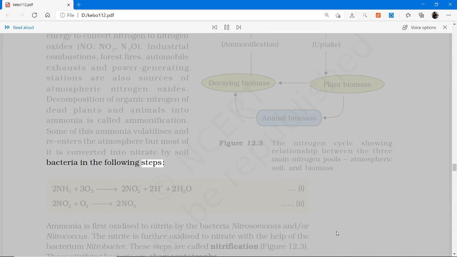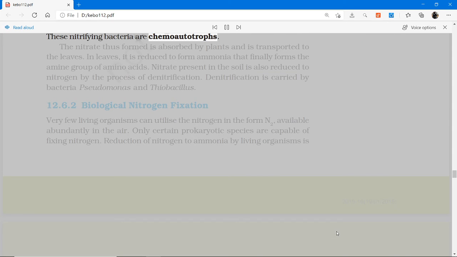in the following steps. Figure 12.3 The nitrogen cycle showing relationship between the three main nitrogen pools, atmospheric, soil, and biomass. Ammonia is first oxidized to nitrite by the bacteria Nitrosomonas and/or Nitrococcus. The nitrite is further oxidized to nitrate with the help of the bacterium Nitrobacter. These steps are called nitrification, Figure 12.3. These nitrifying bacteria are chemoautotrophs.